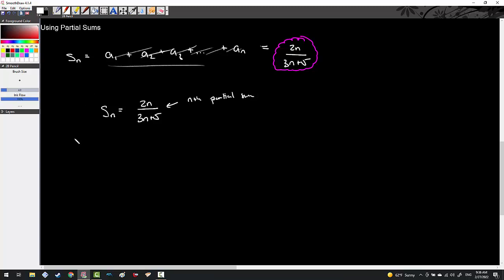So if I wanted to find, say, s sub 5, wouldn't be too hard, right? I would just plug in a 5 to find out the sum of the first 5 terms. If I wanted to find s sub 30, wouldn't be too hard. I could do 2 times 30 over 3 times 30 plus 5. Again, this formula gives me the nth partial sum, right? So it is the result of all of the additions together.